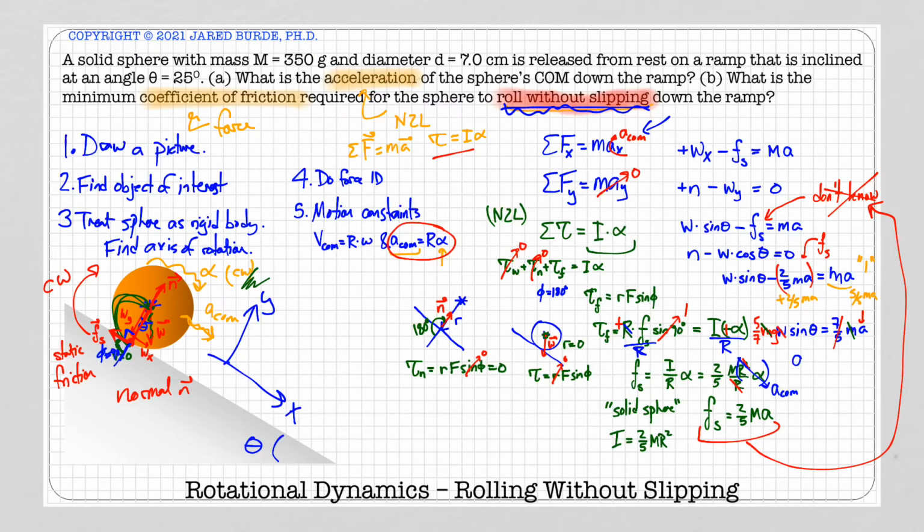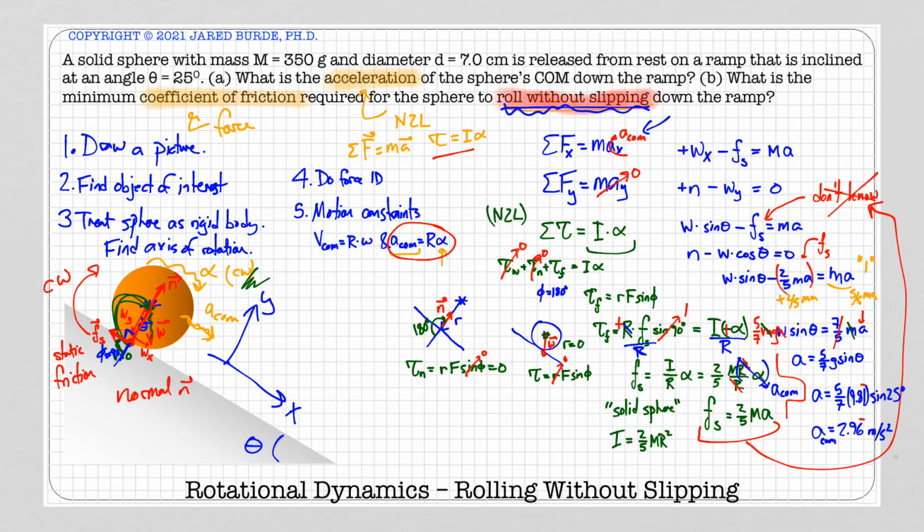I'm going to end up with my acceleration is going to be 5 over 7 times g sine theta, where g is our acceleration due to gravity, theta is our angle of incline of the ramp. In this case, it is 25 degrees. And we get a value here, 2.96. It's an acceleration, so that should be meters per second squared. This is the acceleration of the center of mass of the sphere. I have 3 sig figs there, so I'm going to use 3 sig figs here.